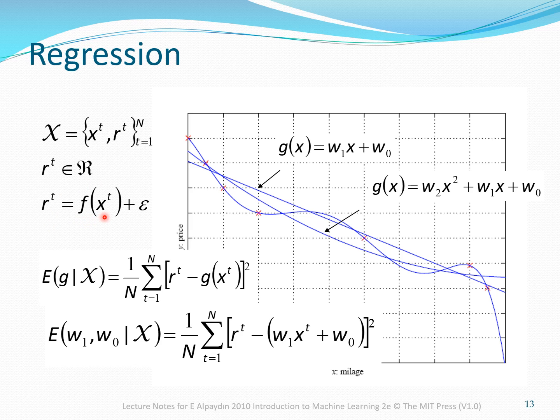r^t equals f(x^t). In regression, there is noise added to the output of the unknown function: r^t equals f(x^t) plus epsilon. We would like to approximate the output by our model g(x). The empirical error on the training set X is as follows, as given in the formula you can see.